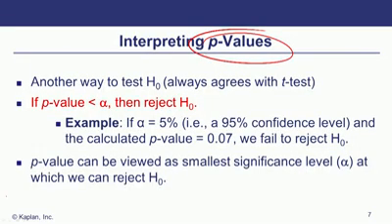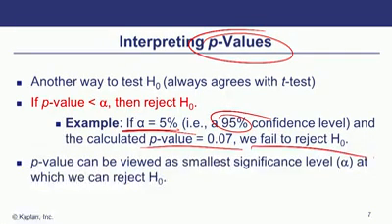So here's an example of that. Say we are performing a test at a significance of 5%, which of course corresponds to a confidence level of 95%, and we know that our p-value for that particular test is 7%. Because 7% is greater than 5%, we fail to reject the null, because the p-value is greater than alpha.